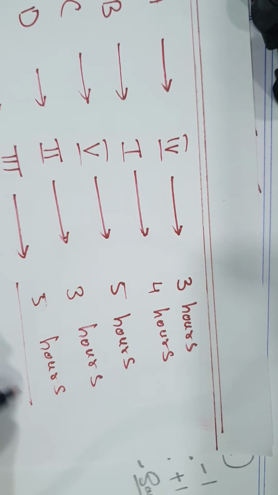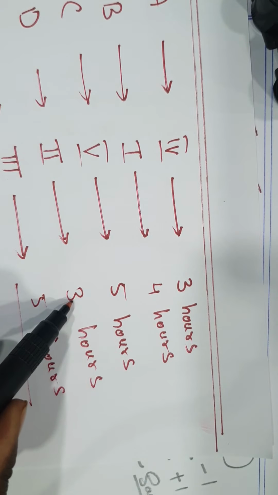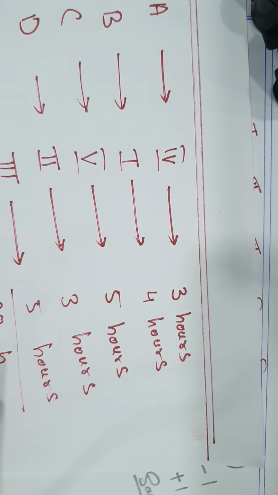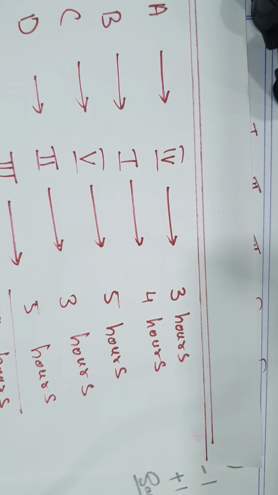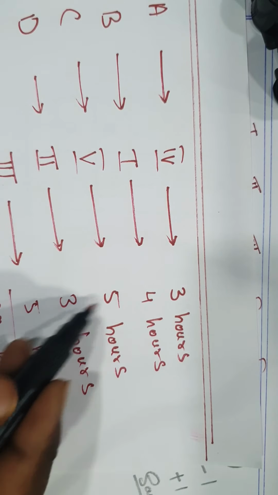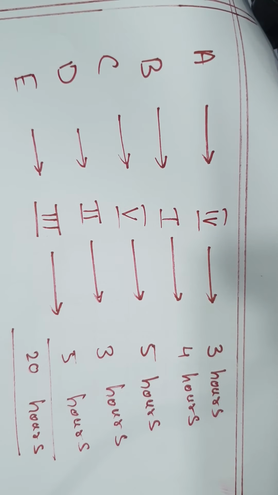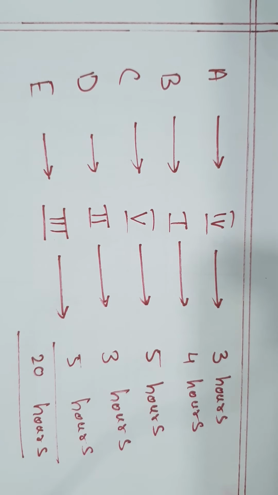Now after that you have to add these. How much is it? 10. This is 13. This is 16. This is a total of 20 hours. How many hours will be there in total? 20 hours will be there. So the total estimated time will be 20 hours. So like this you have to find it.